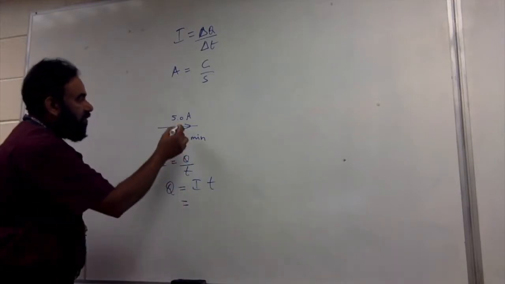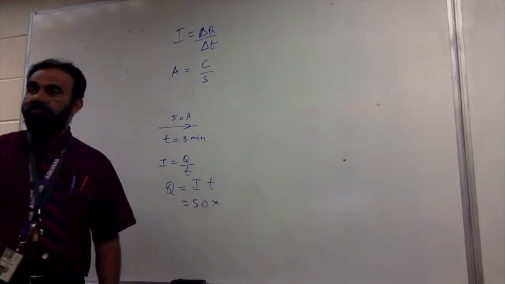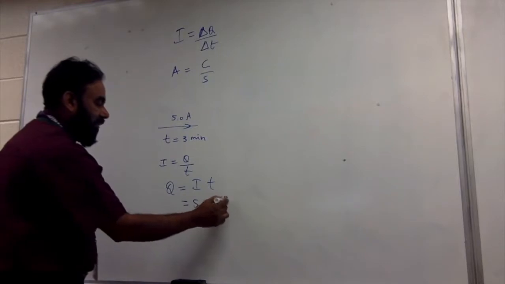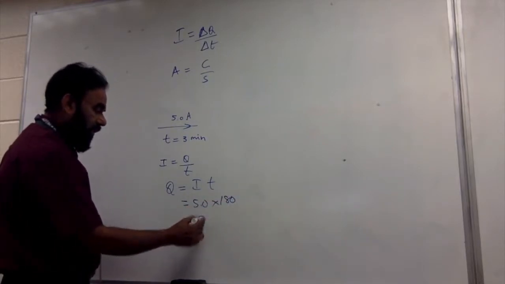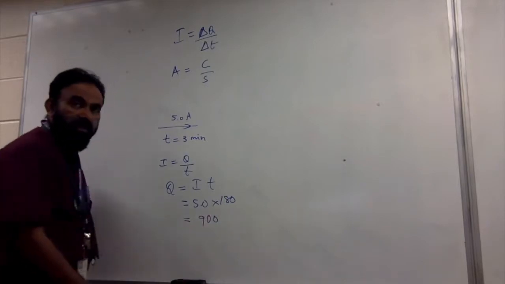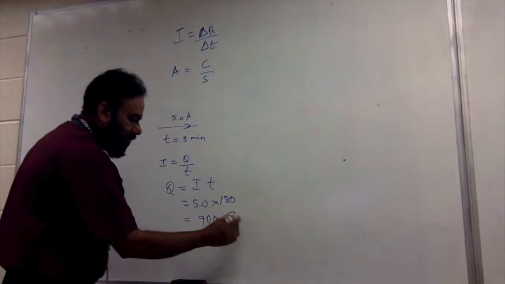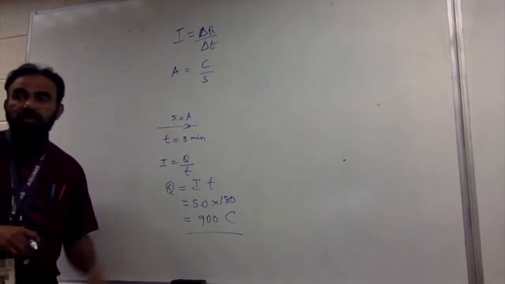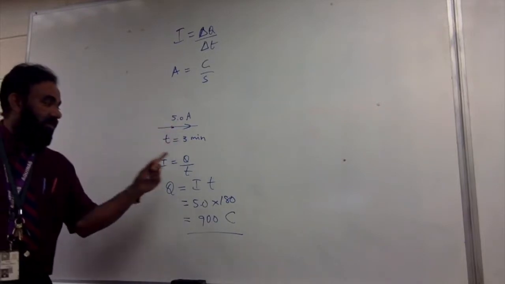So then put the current on. The current is 5 amperes, and the time is 180 seconds. So you get 900 ampere second. See, ampere second, which is the same as coulomb. So 900 coulombs are actually going through this wire, one spot on the wire, every 3 minutes.